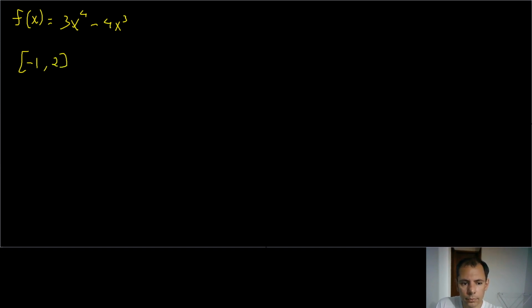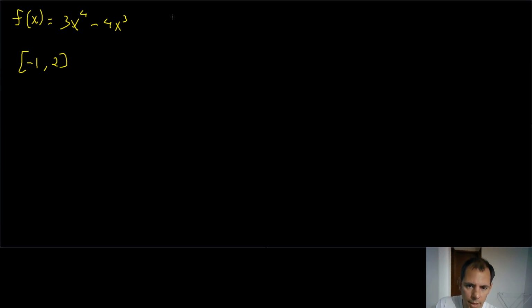Let's say you have a function 3x to the fourth minus 4x cubed. The domain is a closed one, so x is greater than or equal to minus 1, and less than or equal to 2. And he wants to find all the extremes, all the critical points in this part.